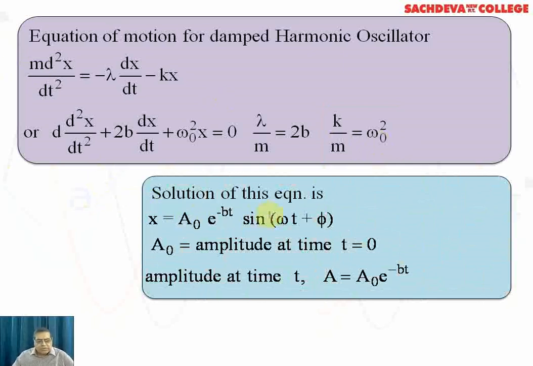Now the solution of this equation will be x is equal to a naught e to the power minus bt into sine of omega t plus phi, and a sine of omega t plus phi is the general equation of SHM.